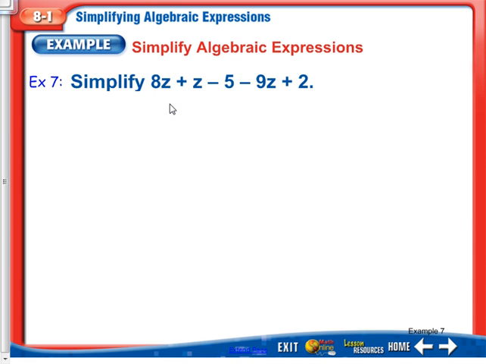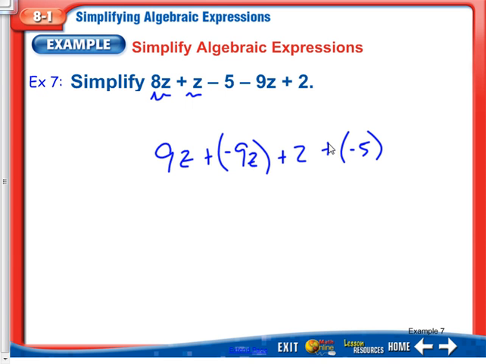So again, simplify. So I'm going to combine my positive variable expressions. So 8z and z would make 9z. I'm going to say plus negative 9z next to it. And then I'm going to say plus 2 and plus -5. So that took care of everything else. Now I notice here I have 9z and -9z. Well, those are just going to cancel. That'll be 0. Then 2 plus -5 would be -3, and that is my final answer.